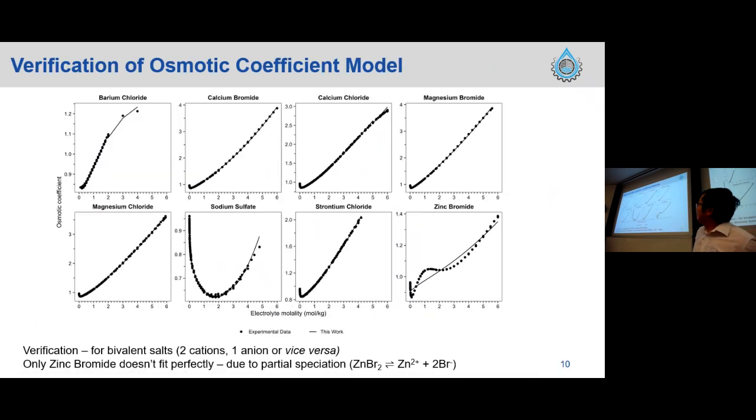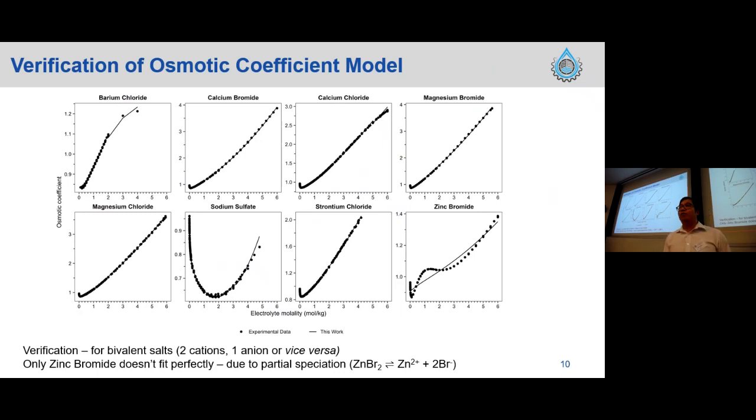So very briefly, going into the verification of this model against experimental data. Here is a number of bivalent salts, and for pretty much all of these salts, we can see that our new electrolyte model fits the osmotic coefficient experimental data quite well. The only slight exception here is zinc bromide, and that's because this model is primarily designed for strong electrolyte solutions, and zinc bromide is not a particularly strong electrolyte and it experiences some speciation. But given that the salts that you typically encounter in your formation water are going to be sodium chloride, calcium chloride, magnesium chloride, all of which are strong salts, you can see that this model is quite reasonable.